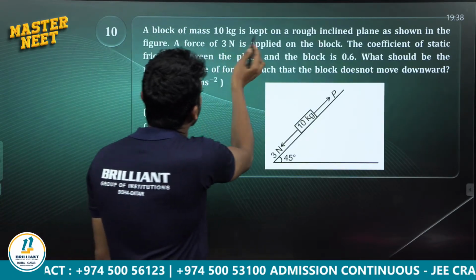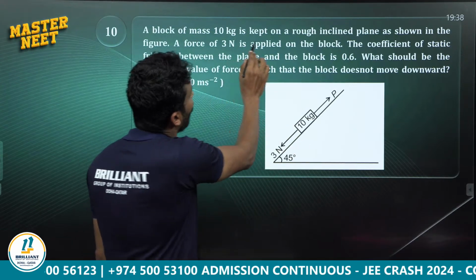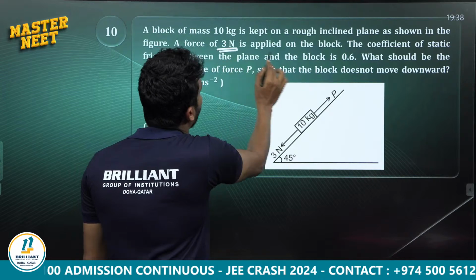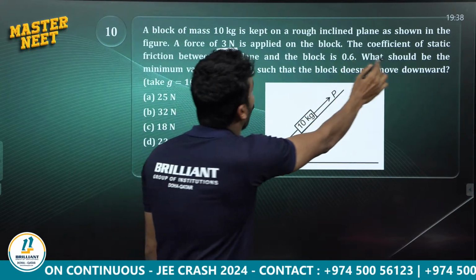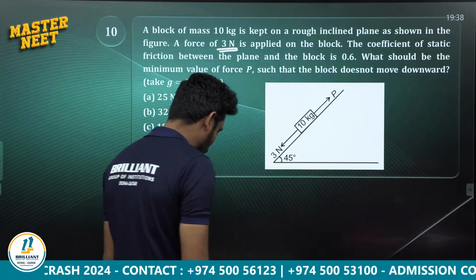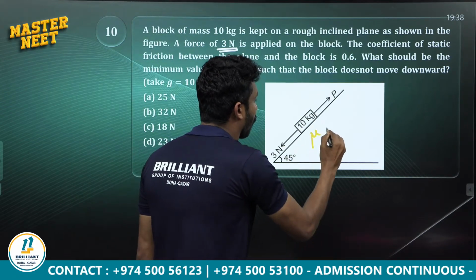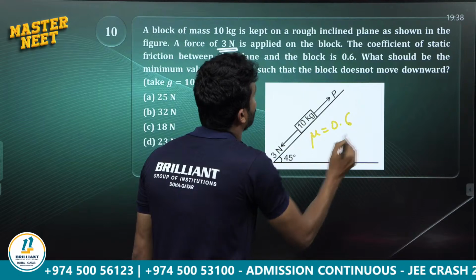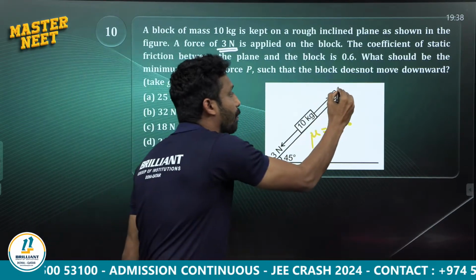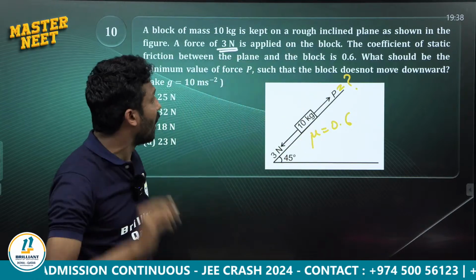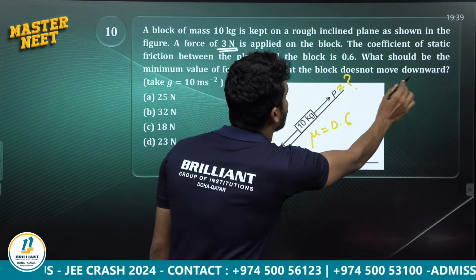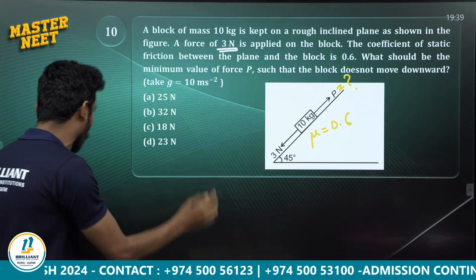Listen, a block of mass 10 kilogram is kept on a rough inclined plane as shown in the figure. A force of 3 Newton is applied on the block. The coefficient of static friction between the plane and the block is 0.6. What should be the minimum value of force P such that the block does not move downward?